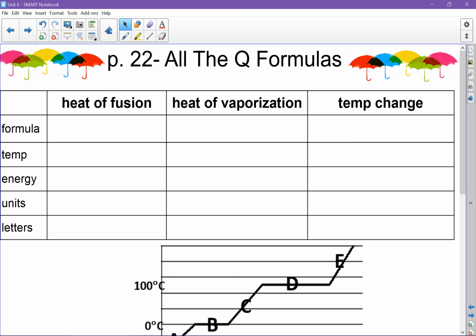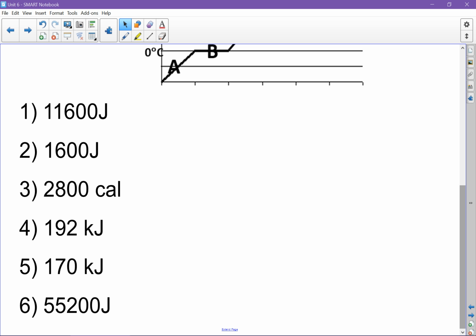Hey guys, so we're going to go over answers for the Q formula page. So here are the numbers you should have had for the bottom. Now if you have anything that you struggled with, I'm going to walk through all the questions so you can go over whatever you need to for some extra help.